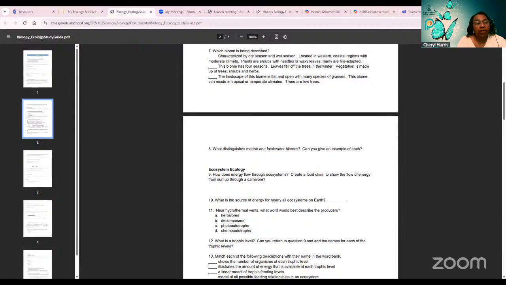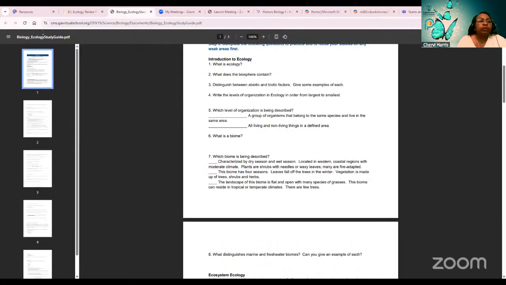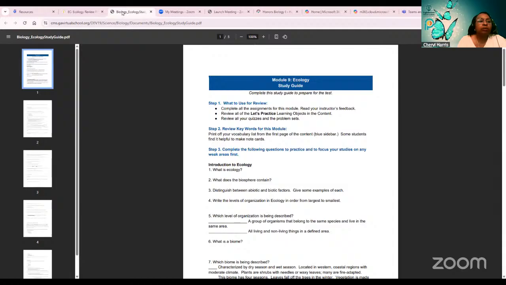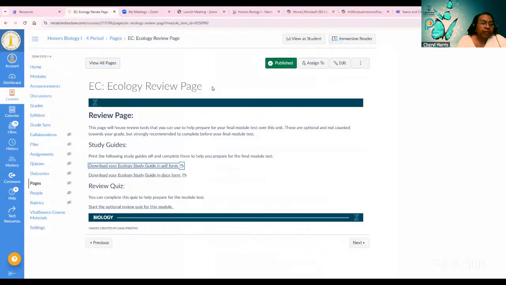All right, we're in Canvas. We're looking at the last unit on ecology. And I want you to download. Let me come out of this for a minute so you can see what I'm talking about. We want you to go to Canvas, look at the last page, last thing on the list for ecology. I want you to open up the ecology review sheet.